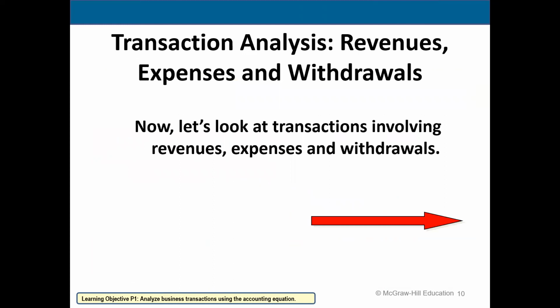Now we're going to look at revenues, expenses, and withdrawals. Revenue is just money that the business makes through selling stuff. That's what businesses are in business to do, sell stuff to earn revenue. Expenses are money that the business expends as part of its operations, the costs in the process of earning those revenues. Withdrawals are a little bit different, because that's money that the business owner is taking out of the business. Why else do you own a business except to be able to take some money out of it every once in a while?